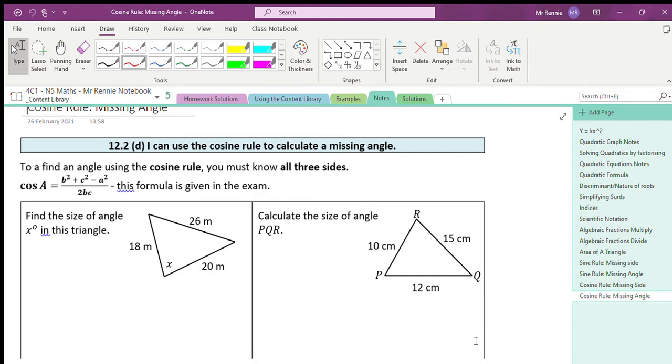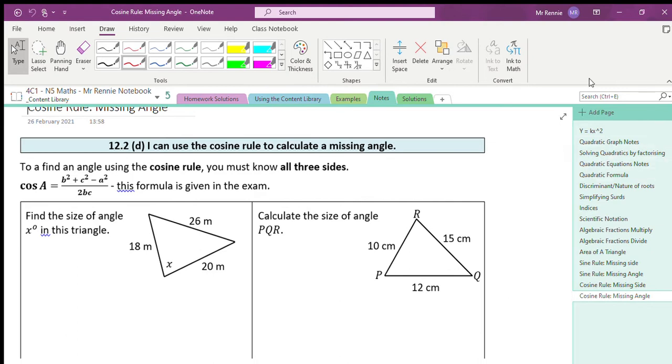We've seen in the previous video how the cosine rule can be used to find a missing side. What we've got here is an adaptation of the cosine rule, where if it's written slightly differently, it can help us work out what the missing angle is in the triangle. The important thing to know is that in order to find an angle using the cosine rule, we must know all three sides of the triangle first. It's a very specific case where, if we want to know the angle and we have all three sides known, we can use the cosine rule to do that.